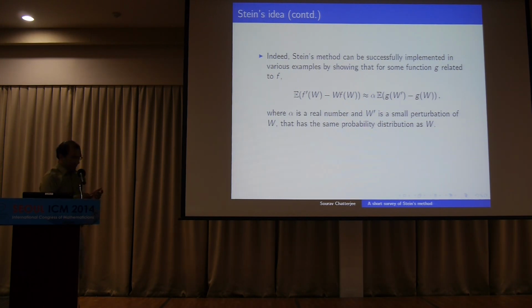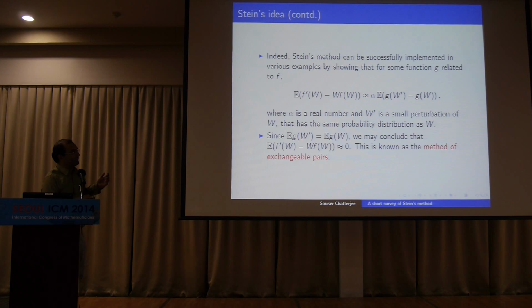So when you do that, you know that these two are exactly equal because W and W prime have the same distribution. So this side is exactly 0. And so therefore you can conclude that this is approximately 0. So this is known as a method of exchangeable pairs.